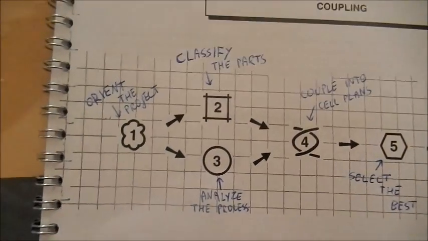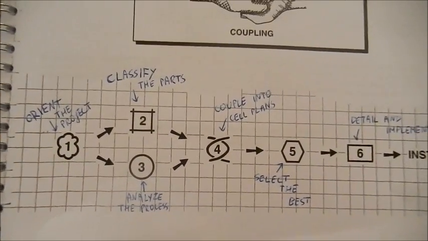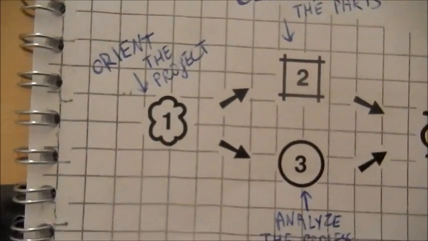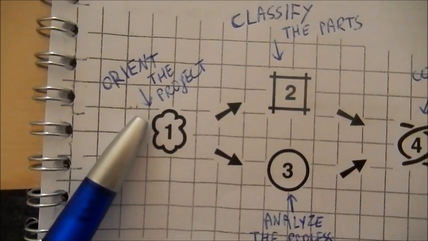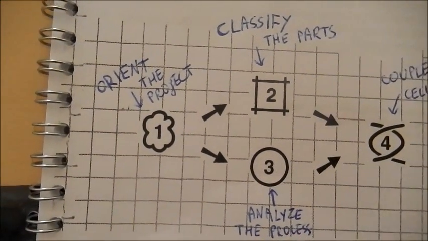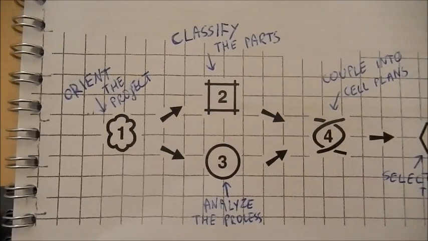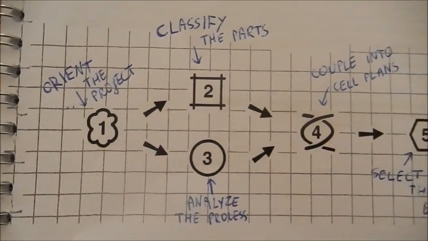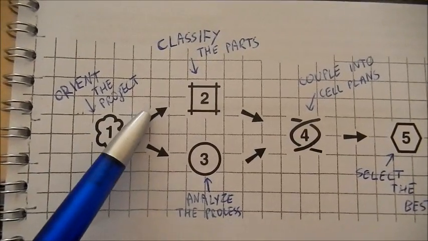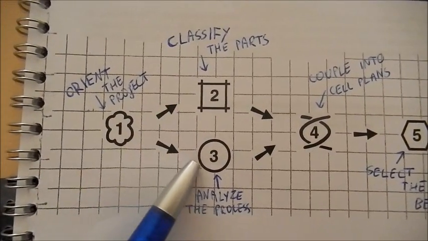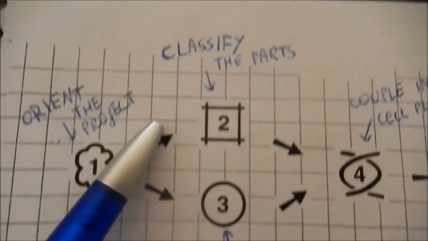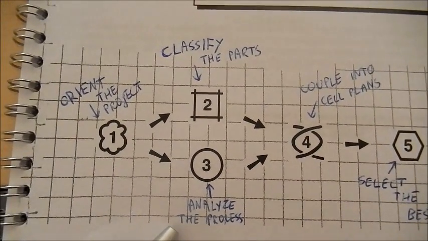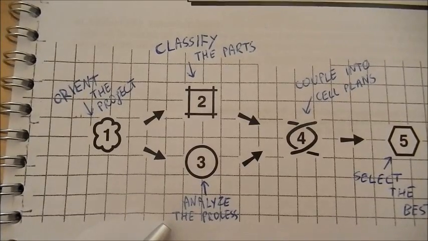The method of simplified S.P.M.C follows 6 steps. Here you can see that the first step is to orient the project. This means that you have to get an overview over your projects, your planning issues, and that you make a plan what you want to achieve with the project. After this step, you have step 2 and 3, which is to classify the parts and to analyze the process of your production of your parts. So after these 2 steps, you should know which parts you are producing and how you produce them.